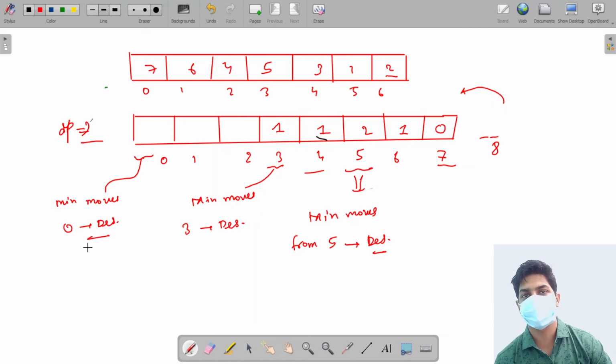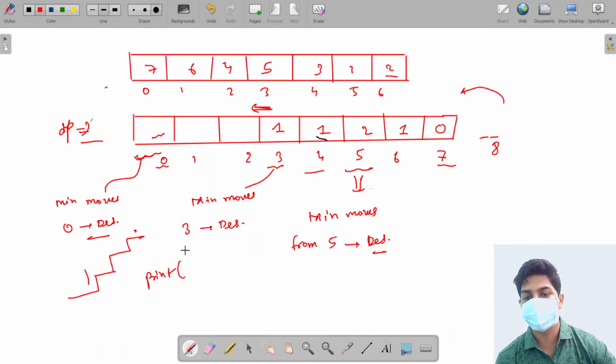And what was asked in the question? It was asked to print the minimum moves from 0 to the destination. This is what our question demands. So our answer is stored in the 0th location. So after filling this DP table, what do we need to print? We need to print the answer stored in the DP of 0th position. That is what our answer will be. Okay, so I think I have made it clear to you guys.